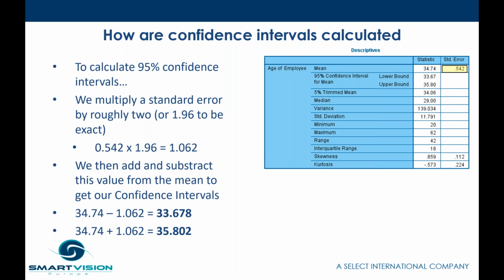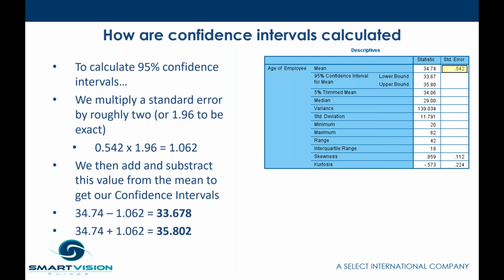95% confidence intervals are calculated by taking this number here and roughly doubling it, multiplying by 1.96. This is to do with the normal distribution, this number of 1.96. But suffice to say, it's a pretty important number, this 95% in statistics. Basically, if I take 0.542 and multiply by 1.96, I get just over 1.062. And if I take that away from 34.74, I get 33.678, which is 33.67 here, truncated, and here 35.8, also truncated. And that's how the confidence intervals are calculated.